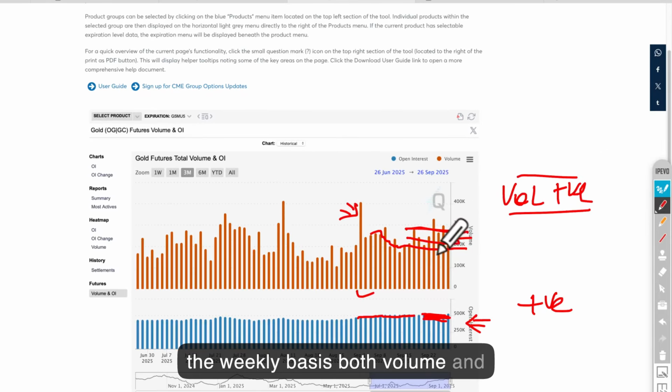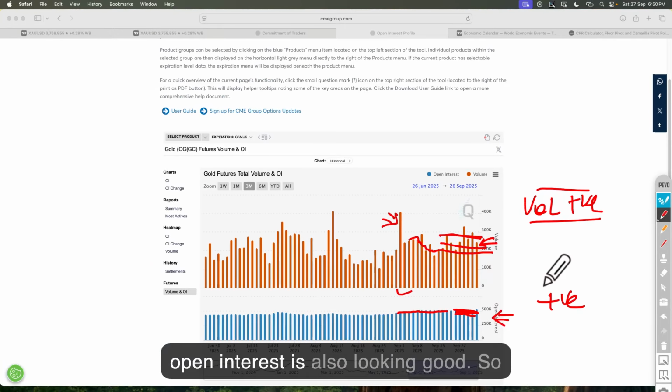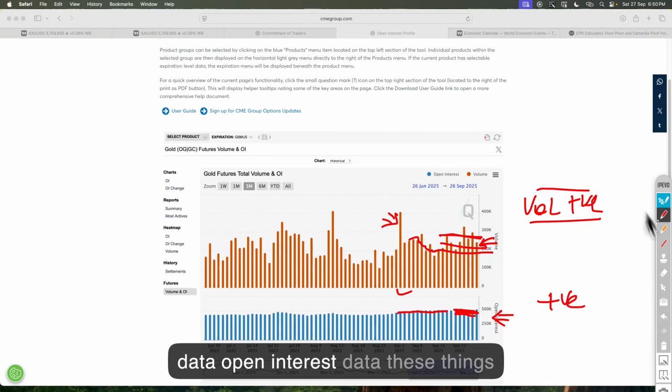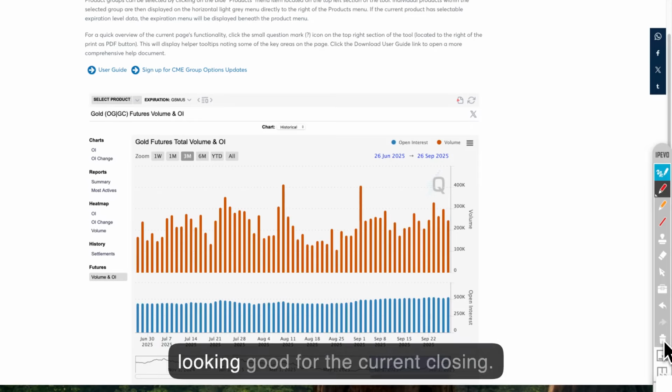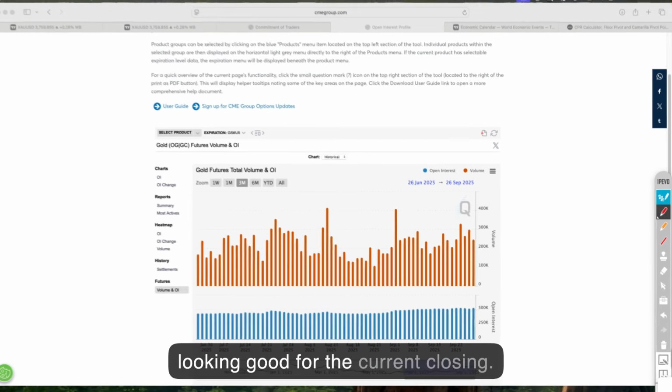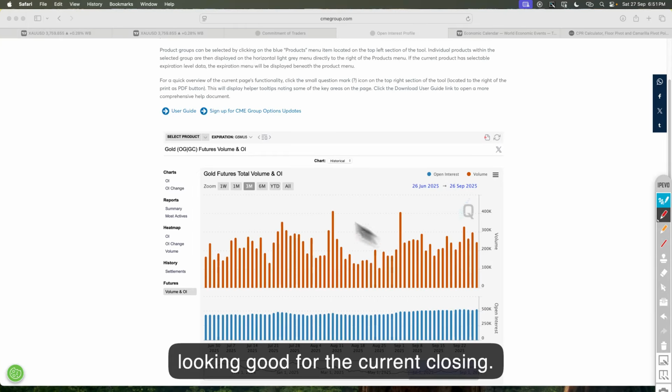So on a weekly basis, both volume and open interest are looking good. The three things, COT data, volume data and open interest data, are looking good for the current closing. Looking good here means looking favorable for the bulls.